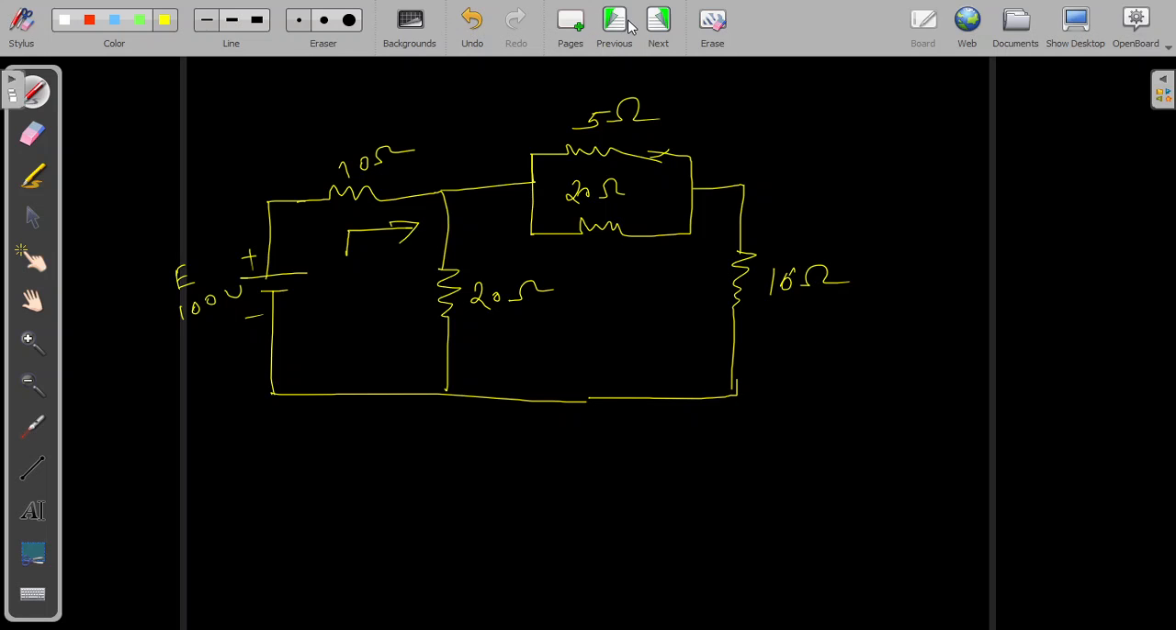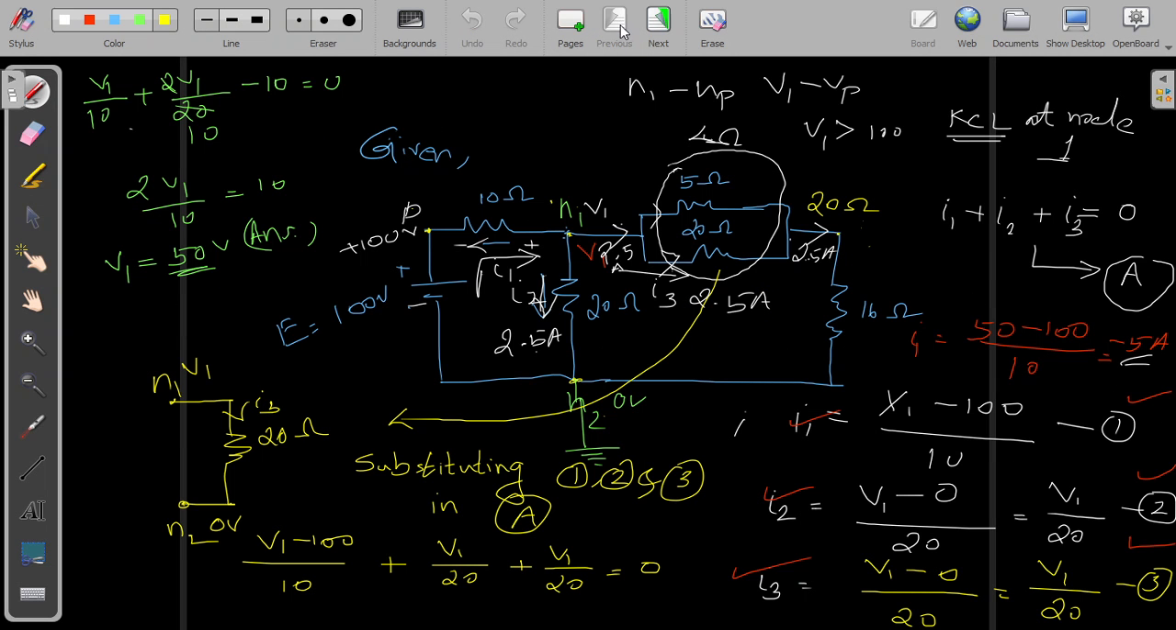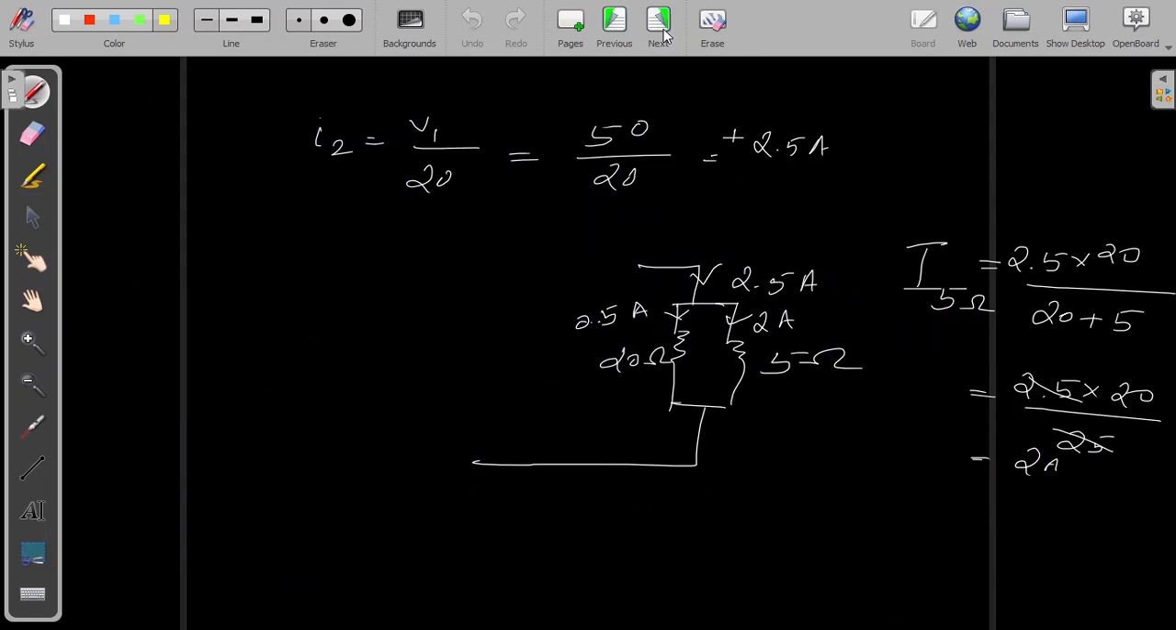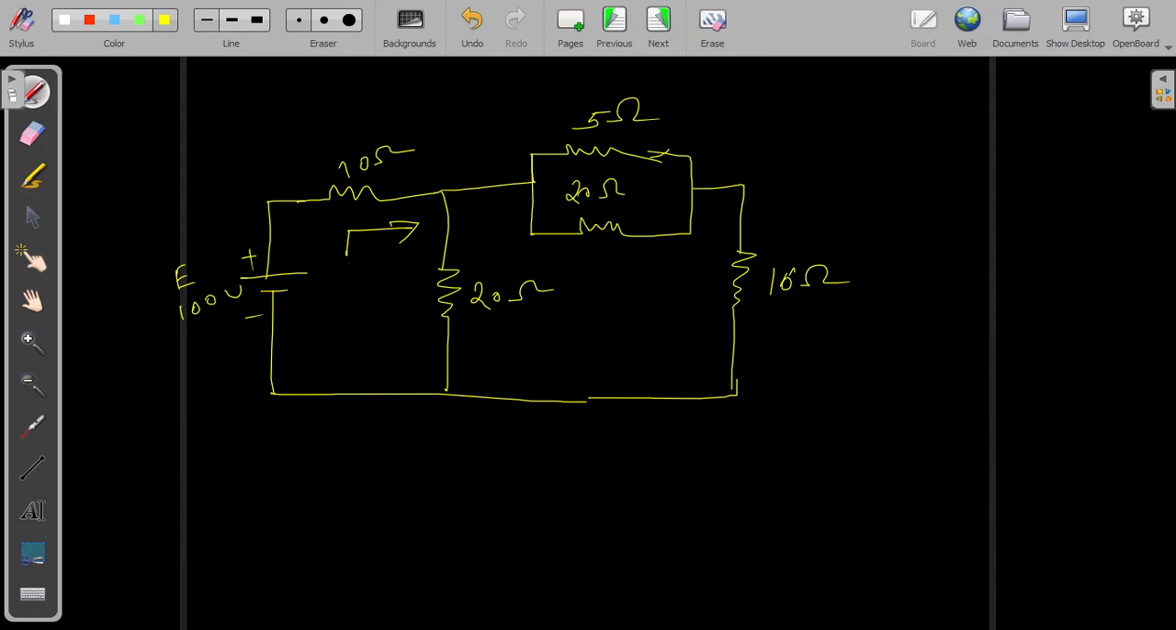as I1, 5 ampere. Yes, this is 5 ampere current, and through this 20 ohm I have 2.5 ampere, and here I have 2.5 ampere again. Now I'm going to just verify the KVL, Kirchhoff's voltage law.